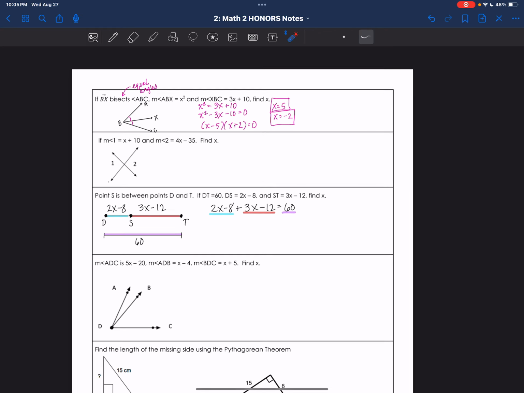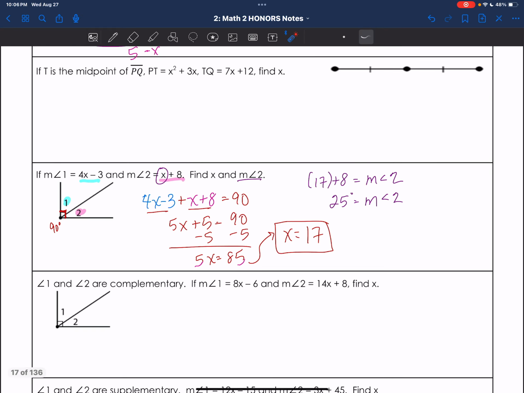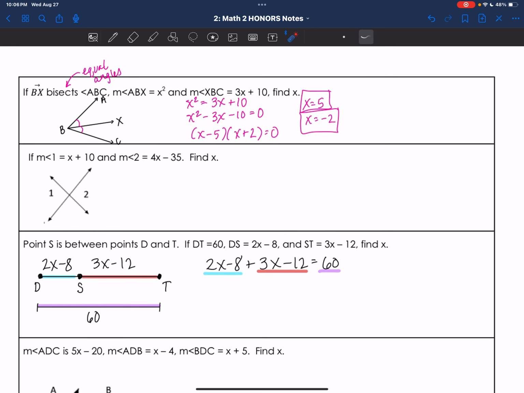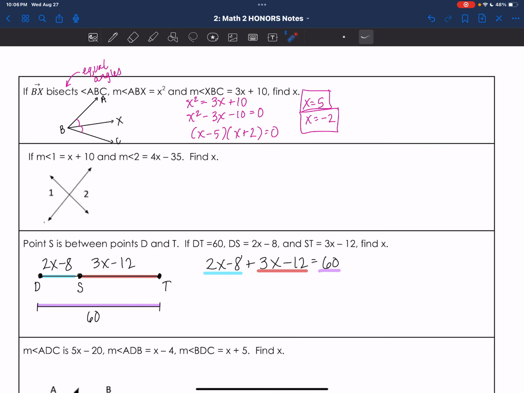All right, so now, ray BX bisects angle ABC. The measure of ABX equals x squared, and the measure of XBC equals 3x plus 10. Find x. So remember, if you bisect it, you're going to get equal angles. So this is going to be congruent to that.